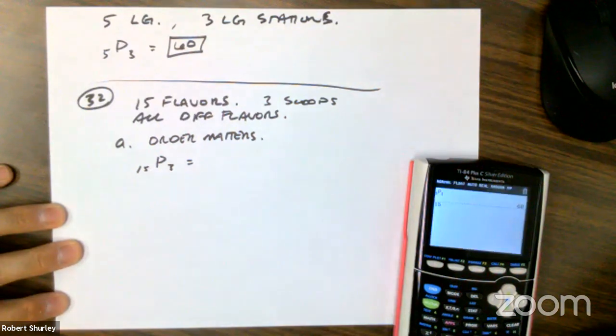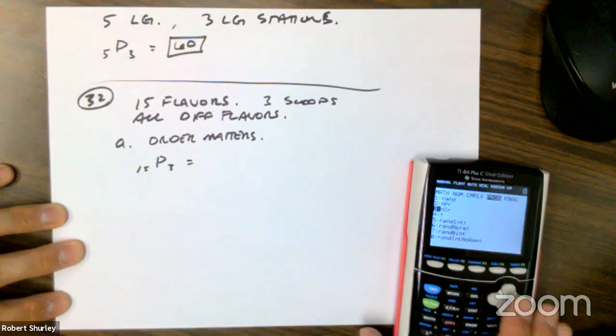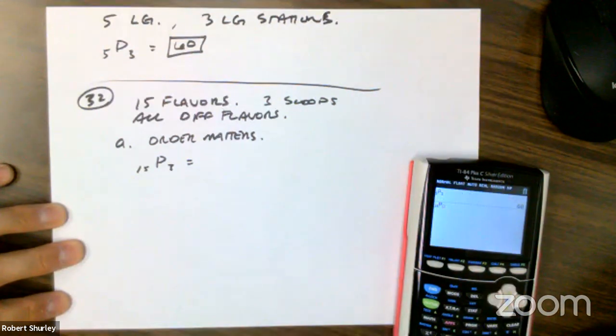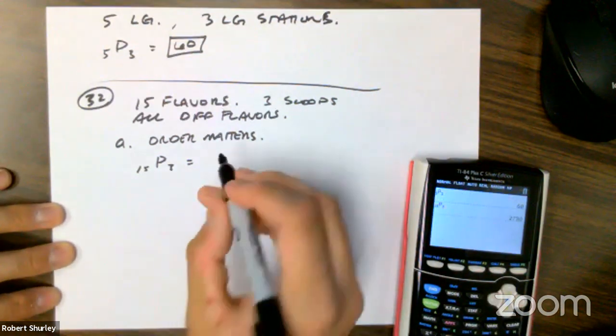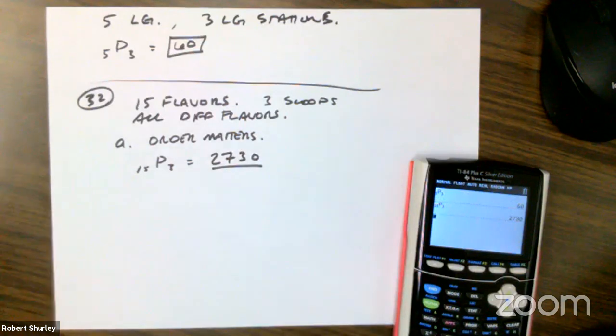So 15, math, permutate 3. You wind up with 2,730. Wow. So you could have 2,730 different permutations if the order matters, okay? If the order matters.